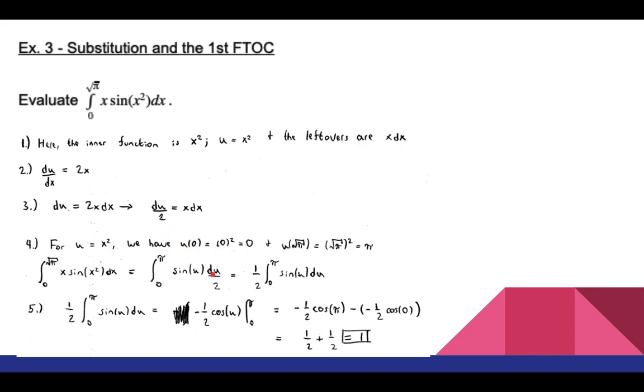Times sine of u, du over 2. We replace x squared with u and replace x times dx with du over 2. So that gives us 1/2 the integral from 0 to pi of sine of u du.